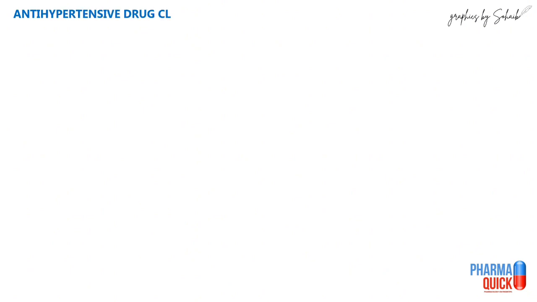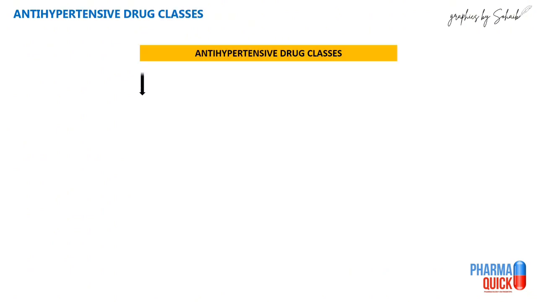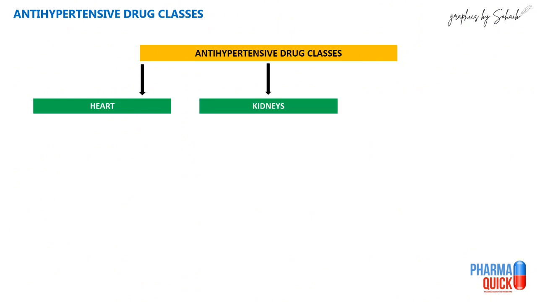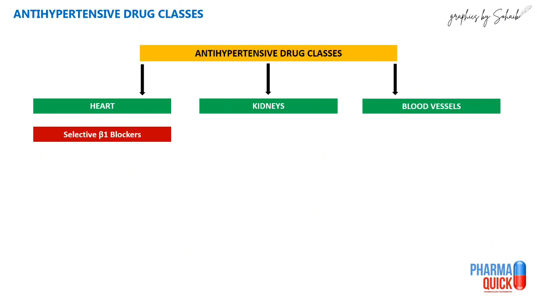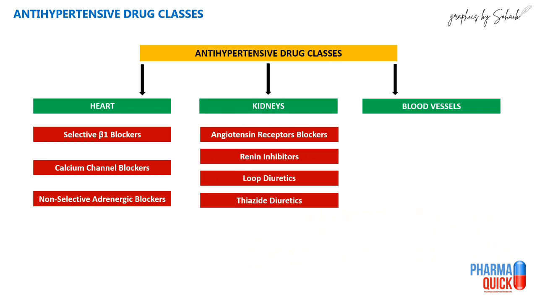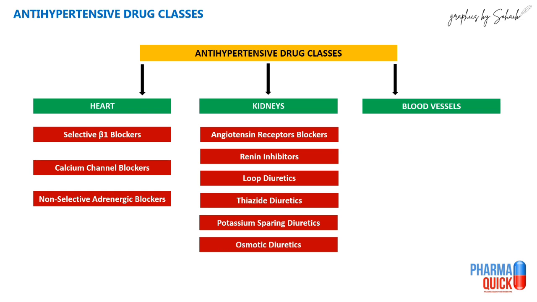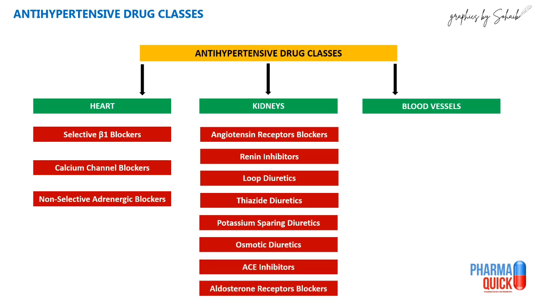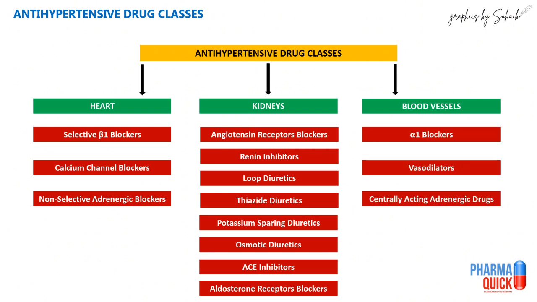So let's categorize and classify the antihypertensive drug classes. Let's divide them into heart, kidneys, and blood vessels. On the heart, the following drug classes: the selective beta-1 blockers, calcium channel blockers, and non-selective adrenergic blockers. On kidneys, there are a few drug classes like angiotensin receptor blockers, renin inhibitors, loop diuretics, thiazide diuretics, potassium sparing diuretics, osmotic diuretics, ACE inhibitors, and aldosterone receptor blockers. While on blood vessels, alpha-1 blockers, vasodilators, and centrally acting adrenergic drugs.